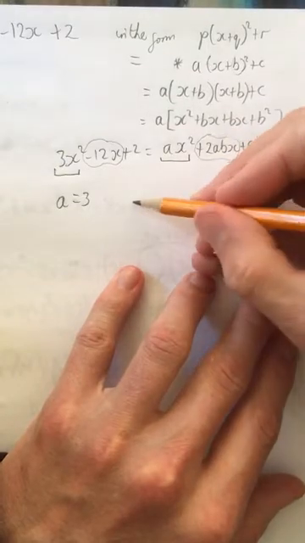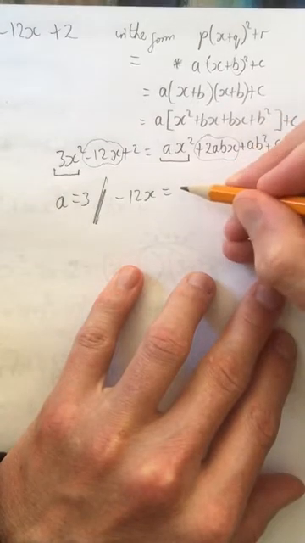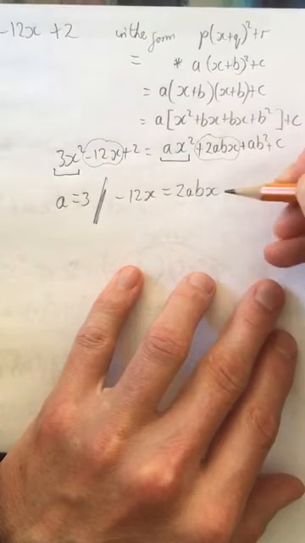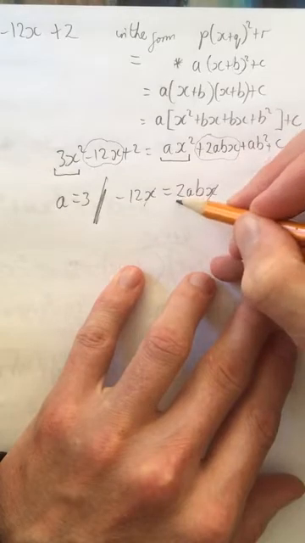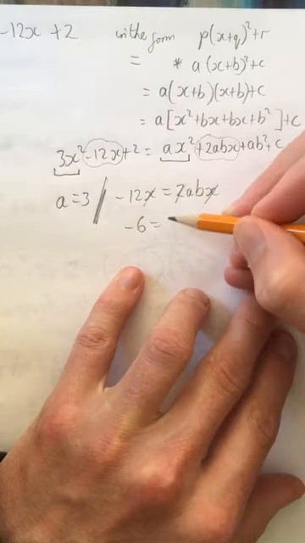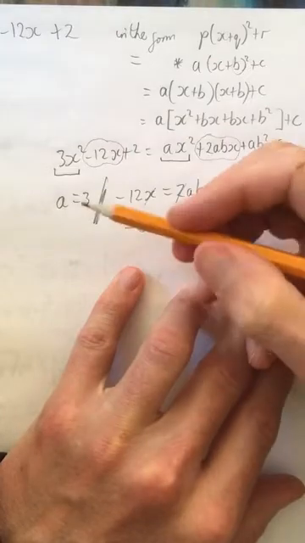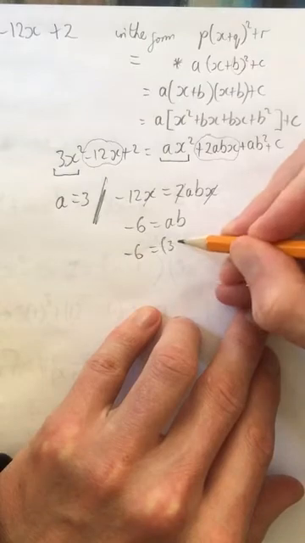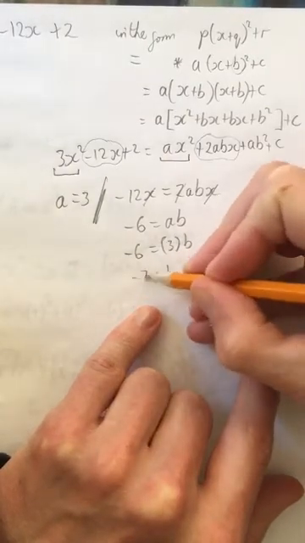So basically what we're saying is the negative 12x has to match the positive 2abx. Now you can cancel out the x's, that's kind of easy to do. Divide by 2 both sides, and I end up with negative 6 equals ab. Hang on a minute, a is worth 3. So if negative 6 equals ab, negative 6 is actually worth 3b. Divide by the 3, and I've got b must be worth negative 2.